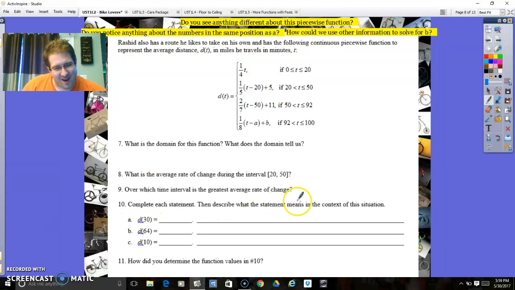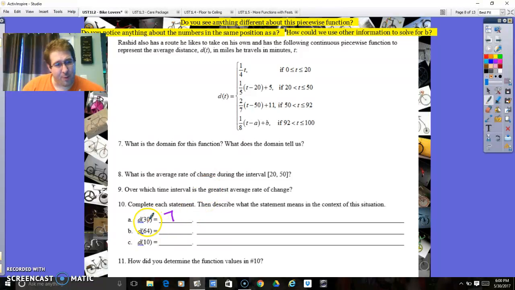Complete each statement, then describe the statement in context of the situation. What is D of 30? All right, D of 30 equals, what I need to do is figure out, first of all, which piece do I need to use? 30 is between 20 and 50, so I got to use this one. 30 minus 20 is 10. 1/5 of 10 is 2. 2 plus 5 is 7.